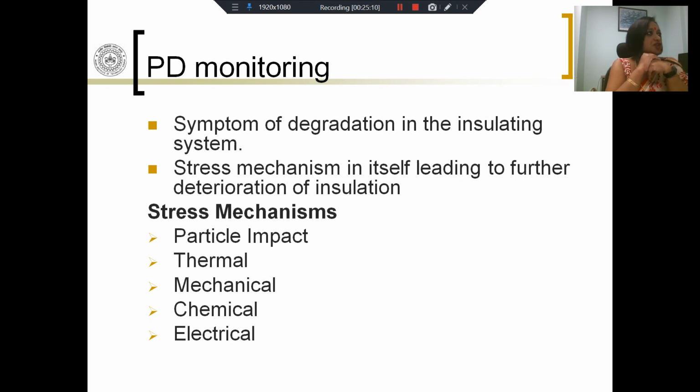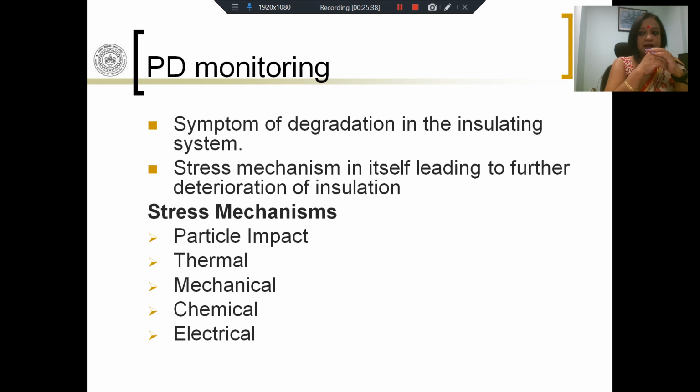When partial discharges happen within an insulation, it means that something is wrong. There is a void inclusion or there is a protrusion. Something has gone wrong somewhere so that you have local field enhancements. So therefore, the occurrence of PD in an insulation is a symptom of degradation of the insulating system. So it's a symptom. Just like when you are unwell, you have fever.